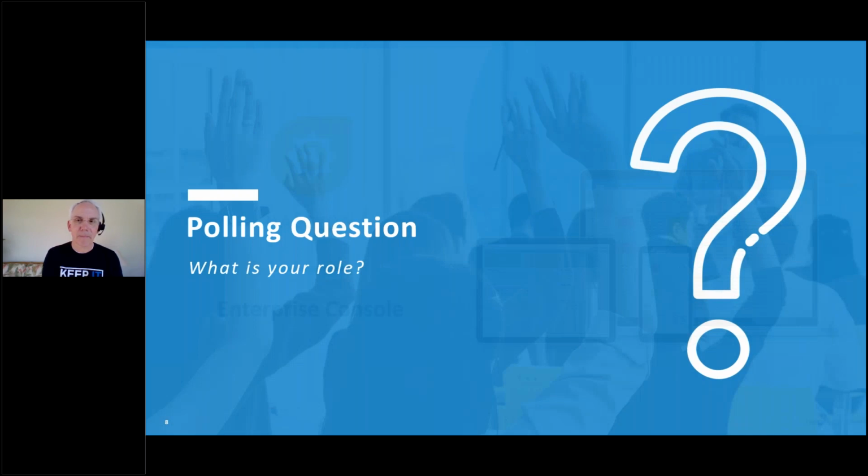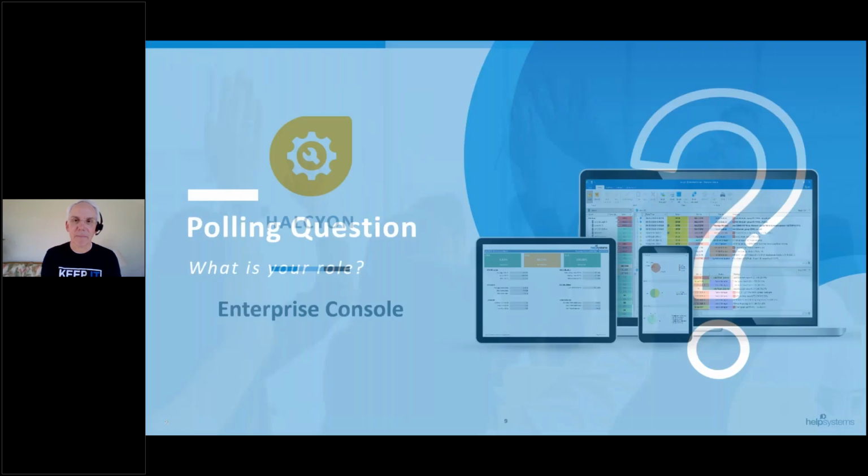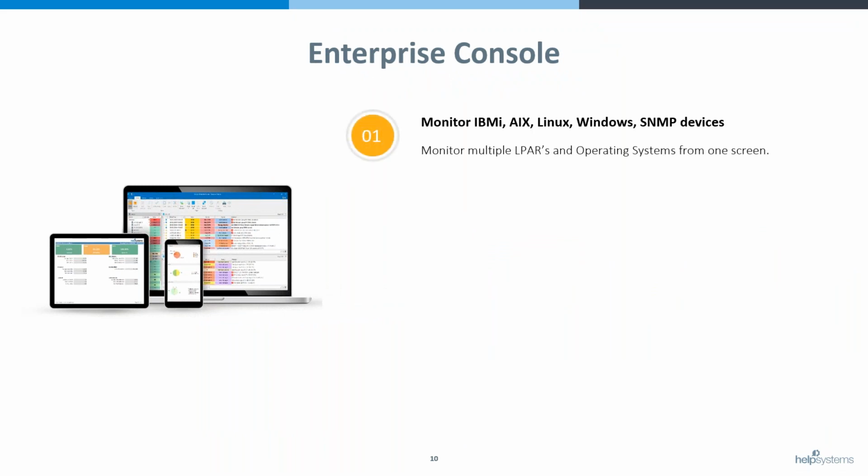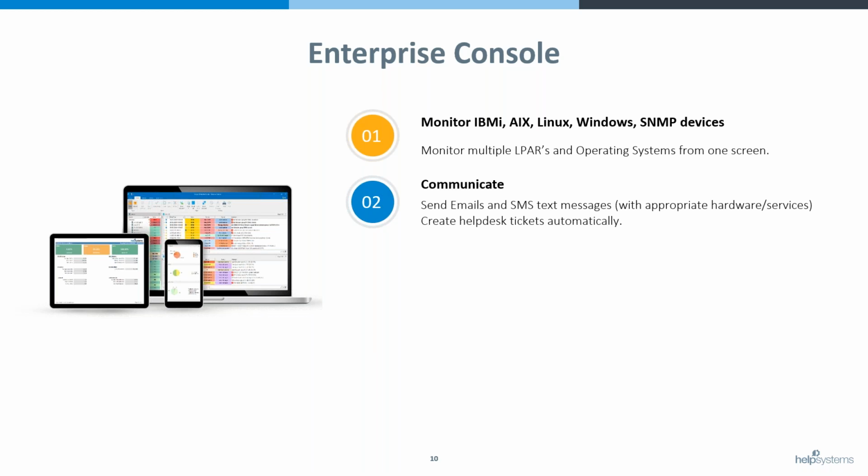Thanks, Chuck. Okay, well, we've got a number of different sections to look at today, and the first one's going to be the Enterprise Console. Many of you may already be using this, some may not. The great thing about this is you can monitor your IBMI and your non-IBMI, AIX, Linux, Windows, and SNMP devices all from one screen. It enables you to communicate by sending emails and SMS text messages with the appropriate hardware or services, and it can create help desk tickets into your ticketing system automatically. There's escalation built into it, so you can tailor your escalation of unanswered alerts automatically by various means.